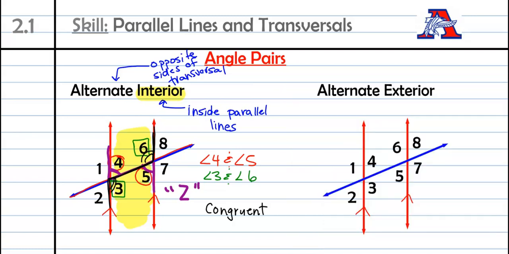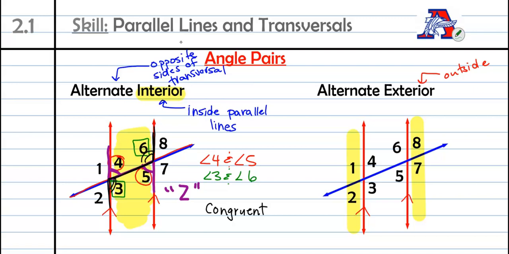Okay, the next one, I'm going to go through this a little bit quicker. Pause if you need to. Alternate exterior angles. Okay, so once again, opposite sides of the transversal, but this time exterior means outside. If you are painting the exterior of your house, you are outdoors. You're not painting on the inside. Okay, so I'm going to highlight outside the parallel lines. So not in between the lines, but outside the lines.